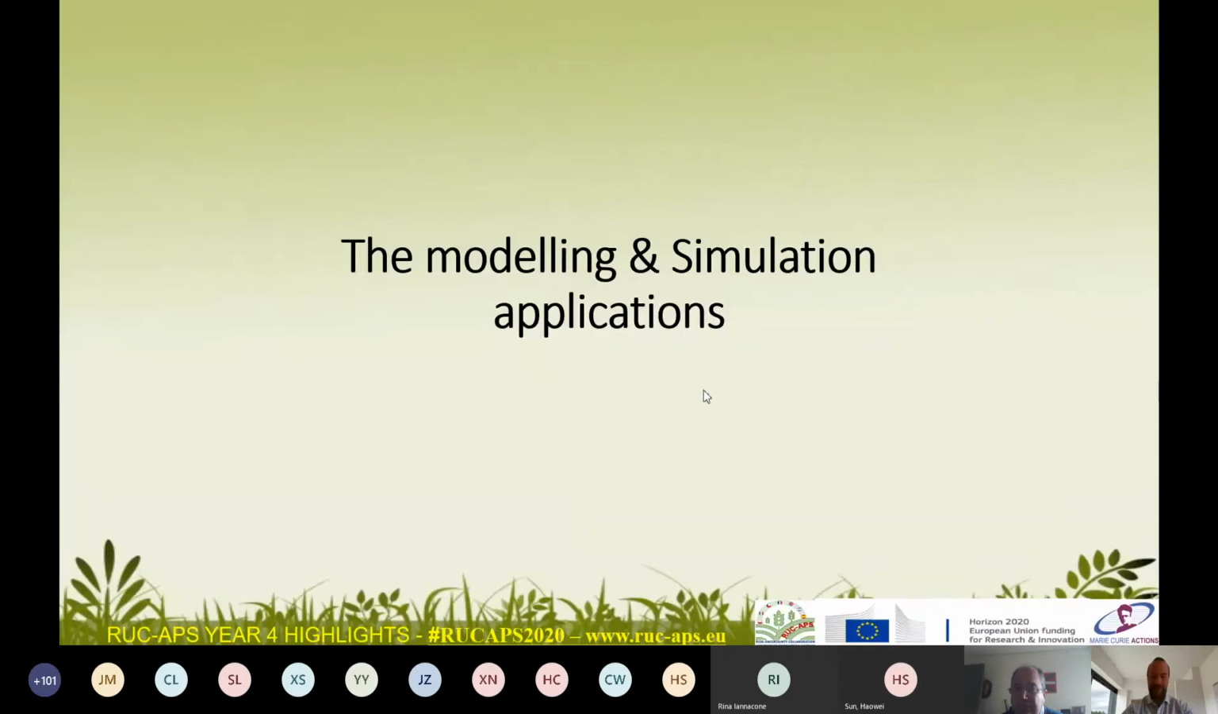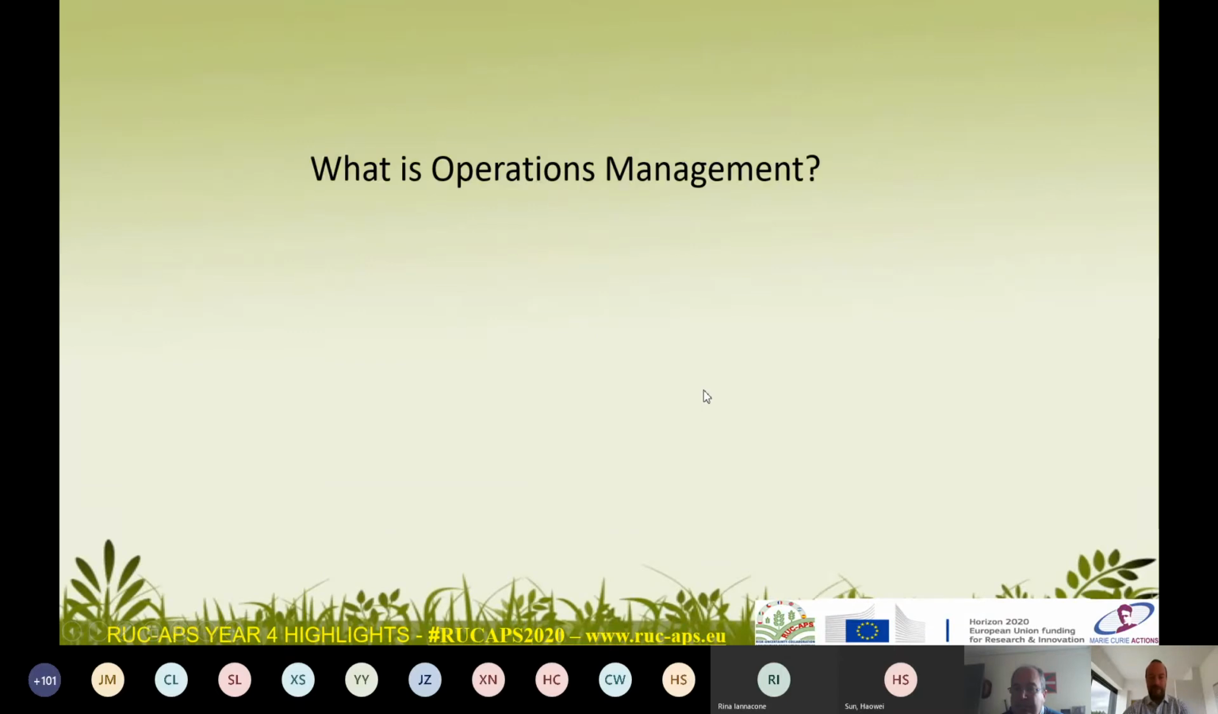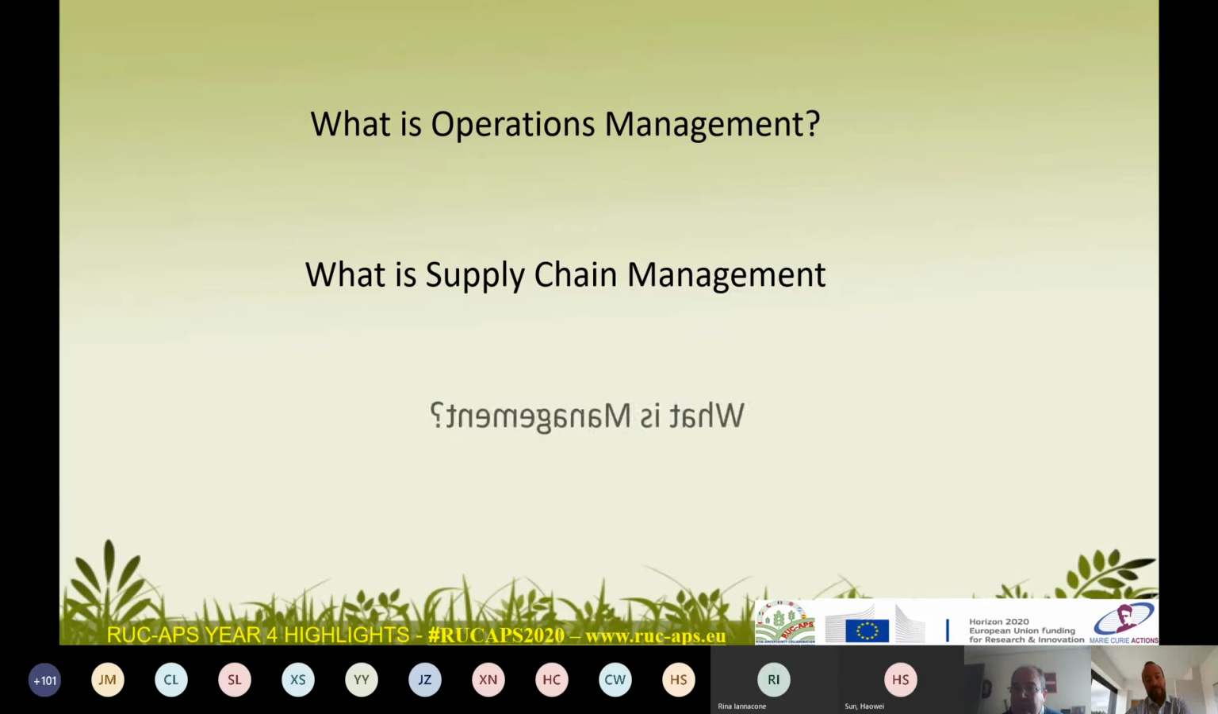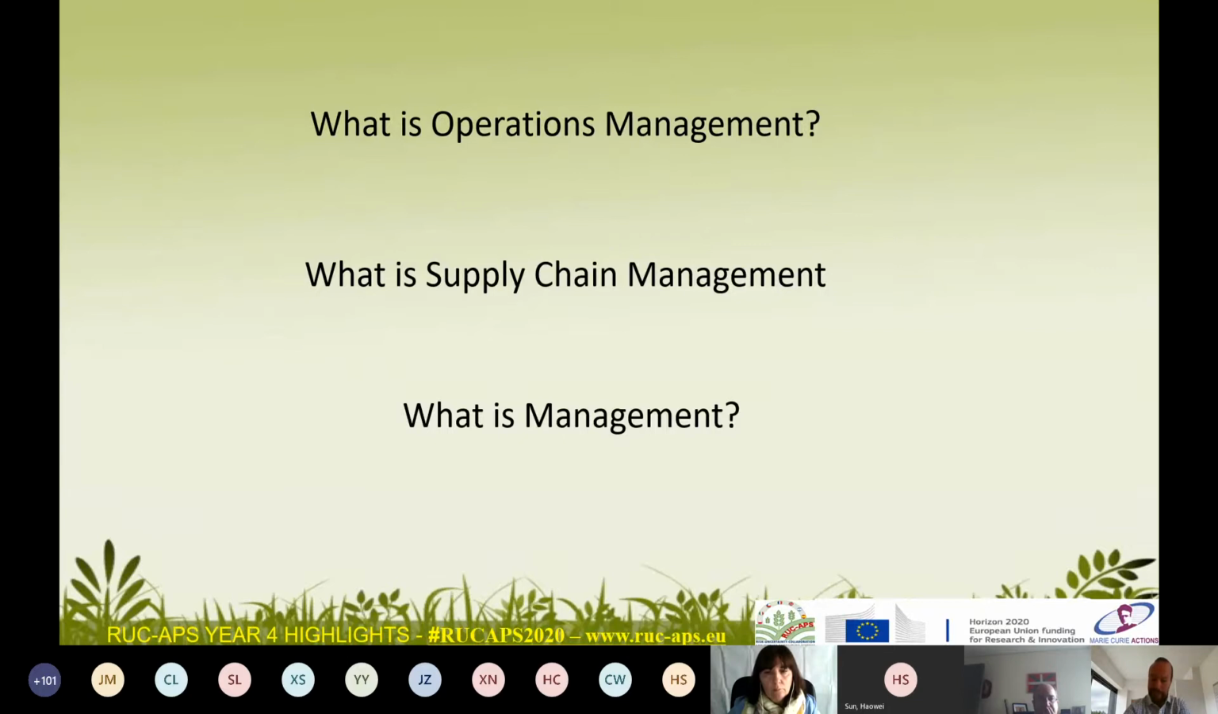Right. So in order to do all this, we need to answer, first of all, three main questions, which is mainly what this modeling simulation is based on. First of all, we need to understand what is operations management, what is supply chain management, and then what is management in reality, right? Those questions are very big. It's not simple to answer those questions in one single answer, because those questions cover every single problem that you can find in the real world.